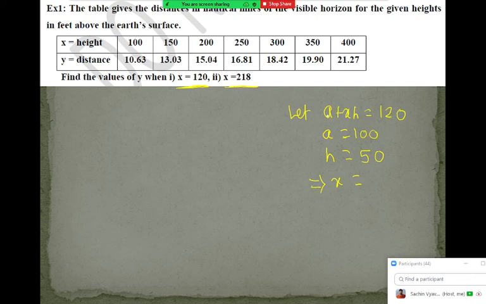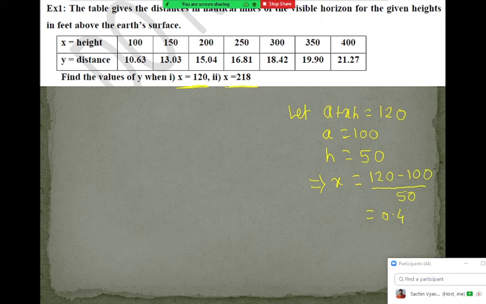Here is a, here is h. A and h are known. Just replace all these values here and calculate 120 minus 100 upon 50. No calculator required, it is so simple. So x is 0.4. That's one. So here is the first part, which you have decided.